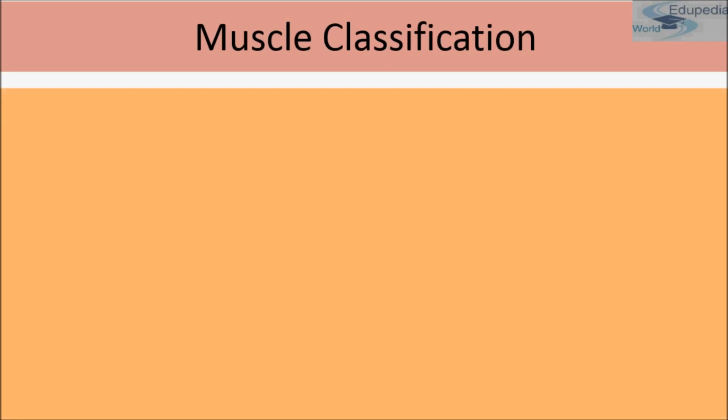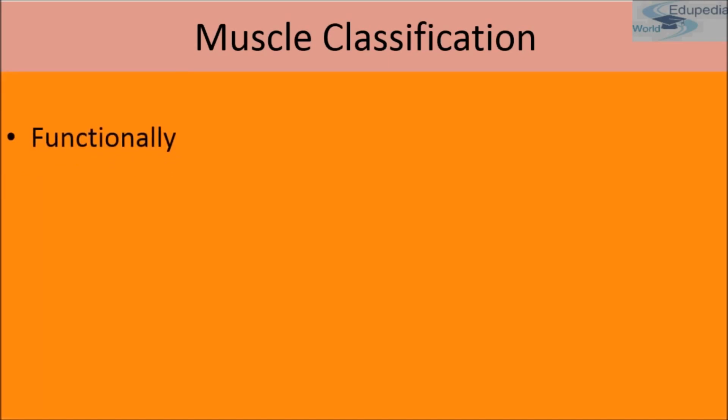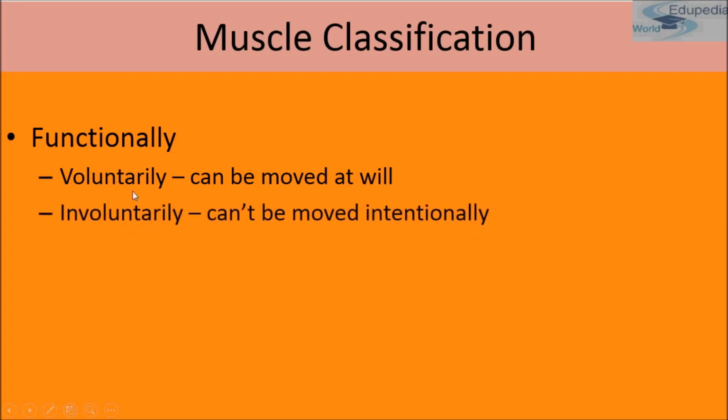Now we'll be studying muscle classification. As I have told you, muscles have been classified using different criteria, namely location, appearance, and nature of regulation of their activities. So three types of muscles are identified: first is skeletal, visceral, and cardiac. Functionally, if we classify muscles, then they are voluntary and involuntary, if we categorize them on the basis of functionality.